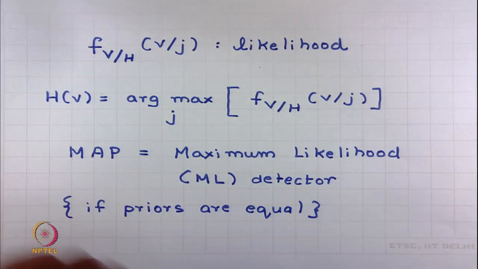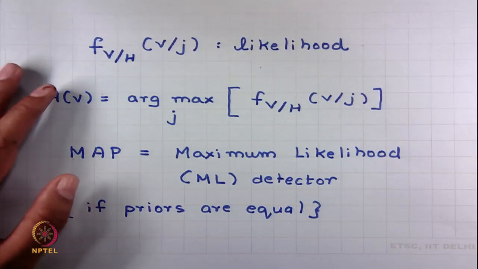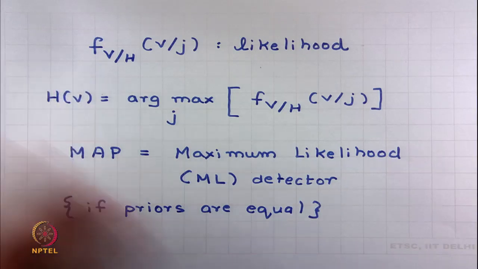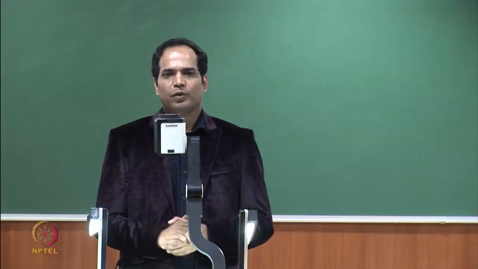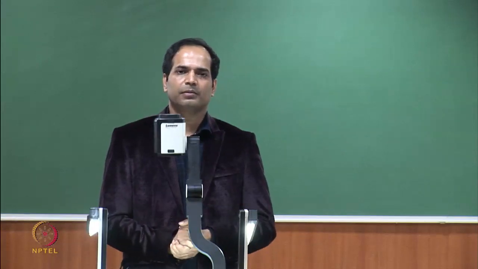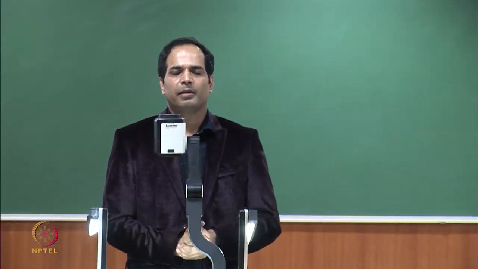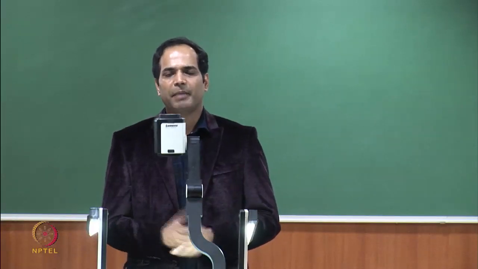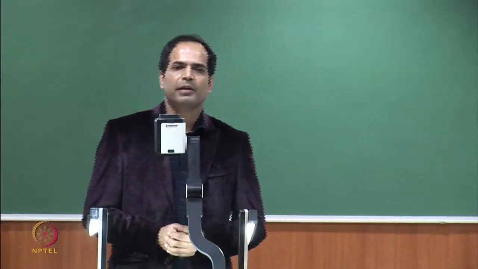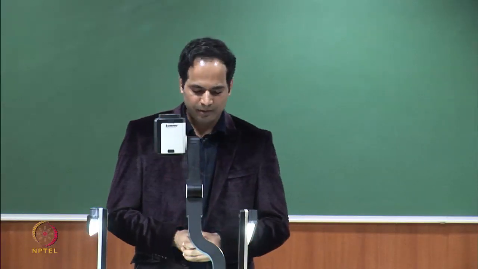So, MAP is the same as ML detector, that is the second kind of detector that we deal with, and luckily we only confine ourselves to these two kinds of detectors. So, either we have the MAP detector, which is a generalized detector in the case when the priors are not equal, and once the priors are equal, the MAP detector is the same thing as the maximum likelihood detector, because maximizing a posteriori probabilities is the same thing as maximizing likelihood. Okay.